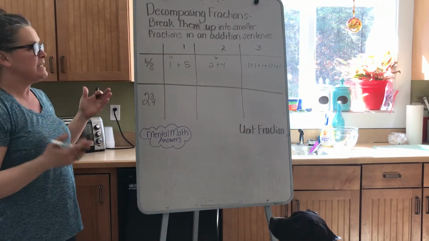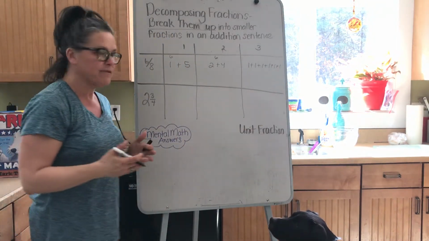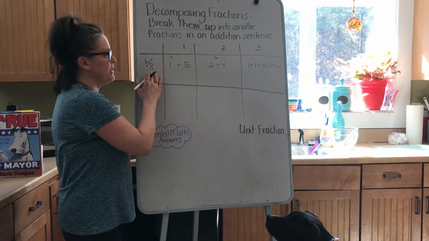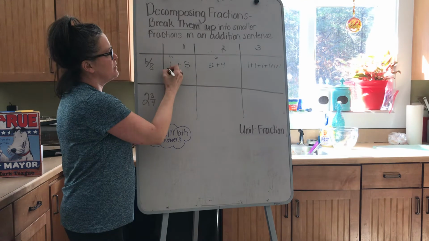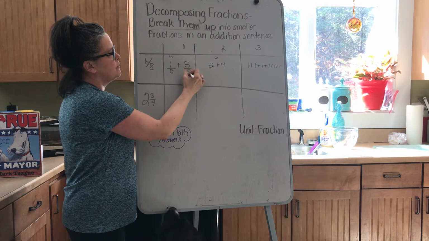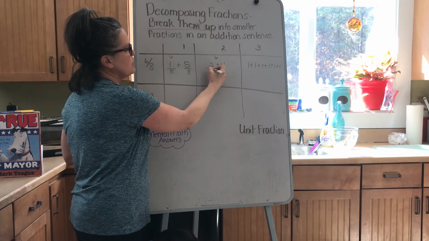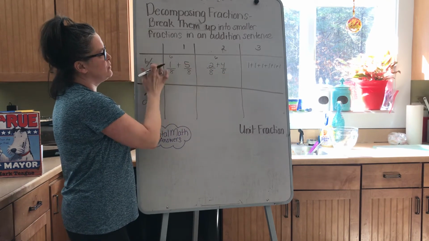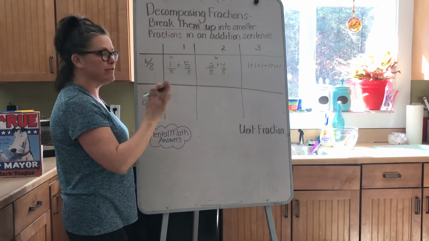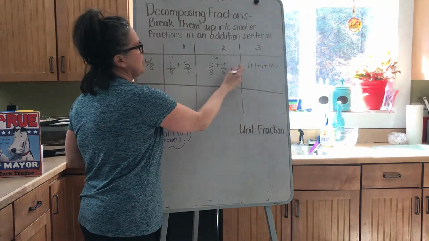Okay? And when we're adding or decomposing the fractions, we want to make sure our denominator is not changing because we still want to end up with 6/8. So this would be 1/8 plus 5/8. This one would be 2/8 plus 4/8. And when I add 1 plus 5, it equals 6/8. Remember, the denominator never changes. 2 plus 4 also equals 6/8.